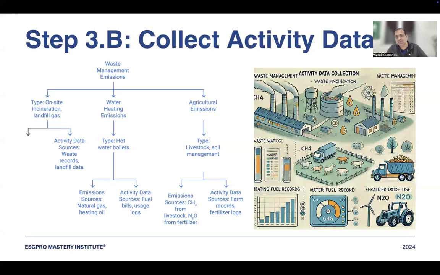But the activity data source will be the farm record: how much nitrogen has been brought in, how much was used, how many cattle have been culled, and how much one cow or one sheep daily is emitting CH4. That calculation will come as activity data. Yes, sir.